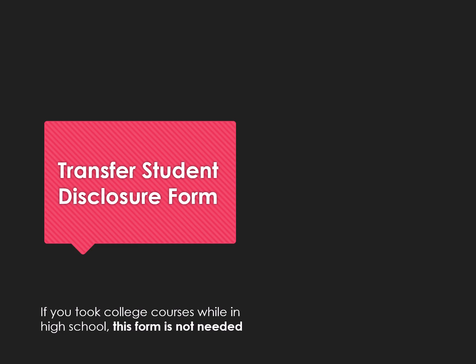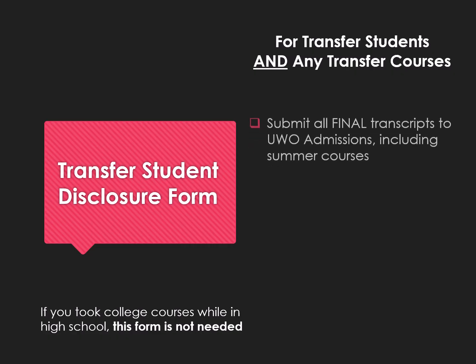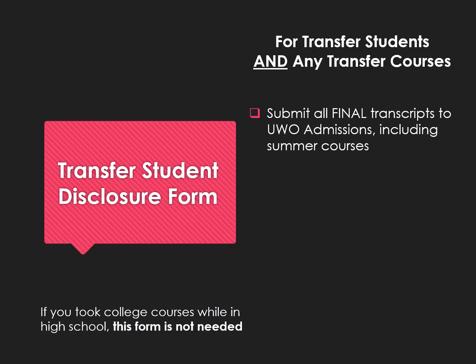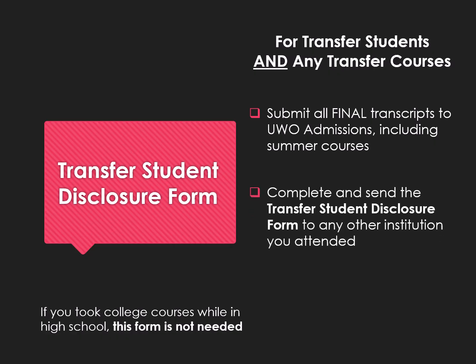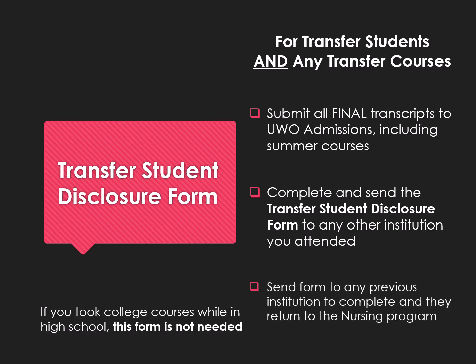The transfer student disclosure form is needed if you are a transfer student or have transferred any credits to UWO from another college. First, make sure that admissions has all your final transcripts with completed grades. This includes any summer courses that you've taken, have in progress, or are taking soon. In addition to transcripts, you will also need to send every other institution you attended a transfer student disclosure form request. Follow the instructions on that form carefully.